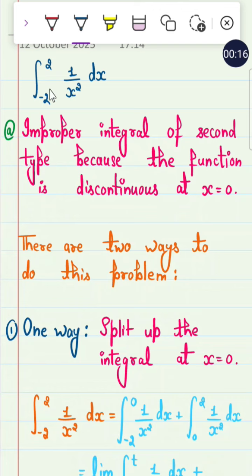Why? Because if the integral is of the type minus 2 to infinity f(x) dx, where the limit is infinite, then it is an improper integral of first type, right? And this is an improper integral of second type because the function 1 over x square is discontinuous at x equals to 0. When you put x equals to 0, this goes to infinity, so it is an improper integral of second type.